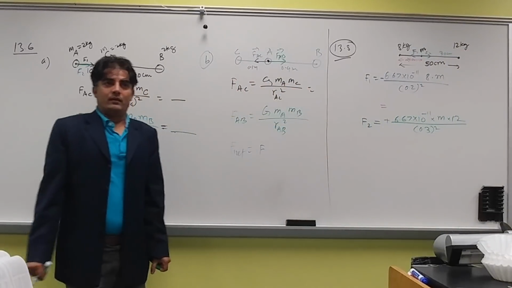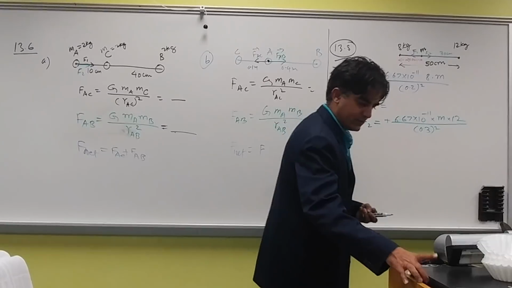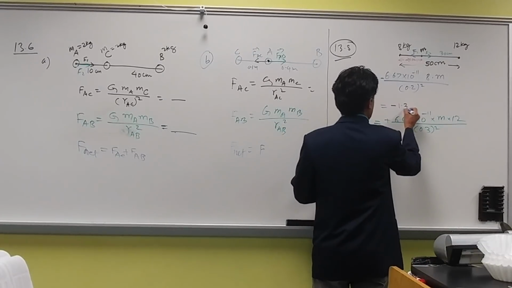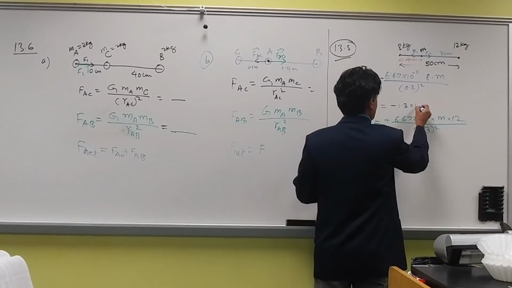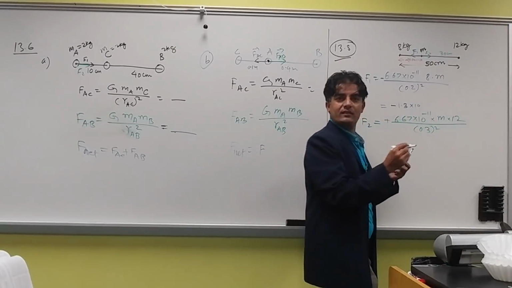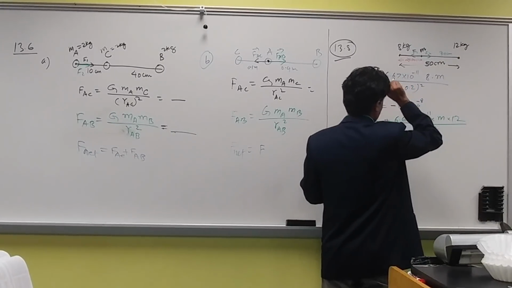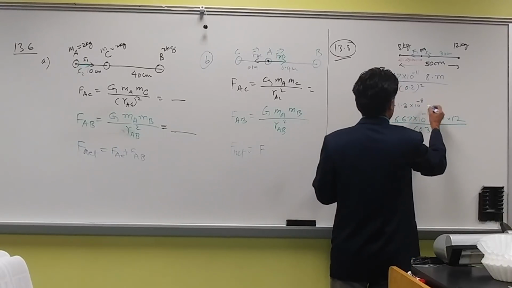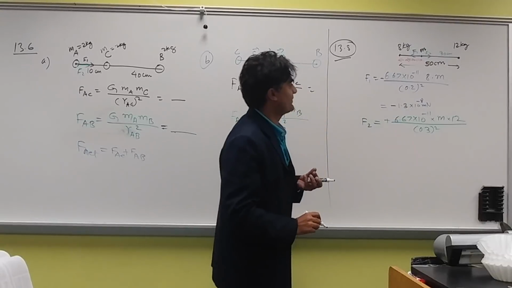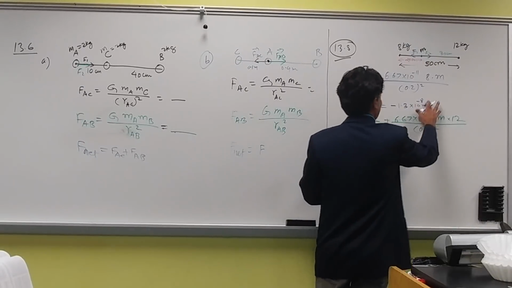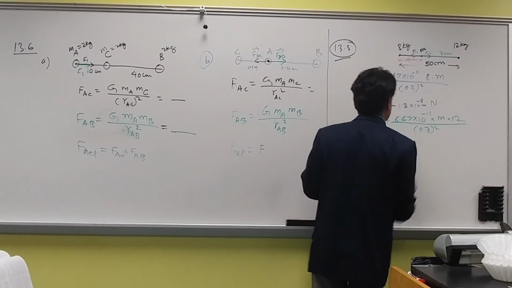So for the first one I got minus 1.3. How much did you get? Negative 1.3 times 10 to the negative 8. Negative 8 Newton, M times Newton. There's M also there. By the way, it looks like millinewton, but it's not millinewton. It's M times Newton, and the unit is Newton.